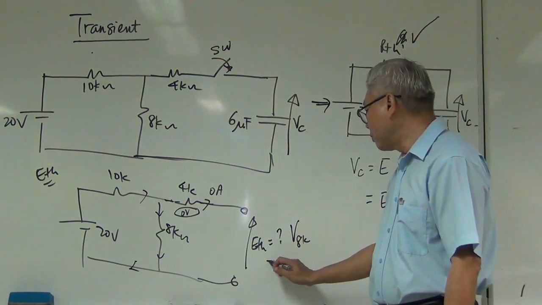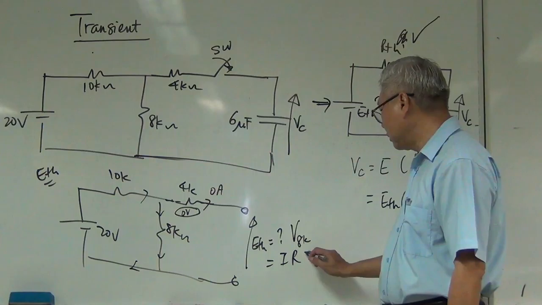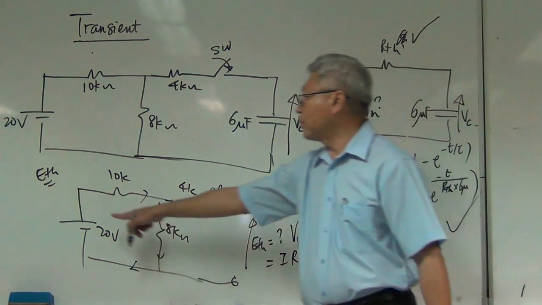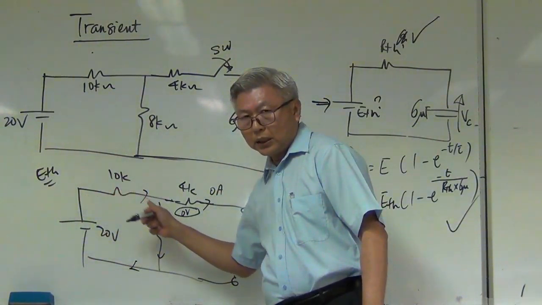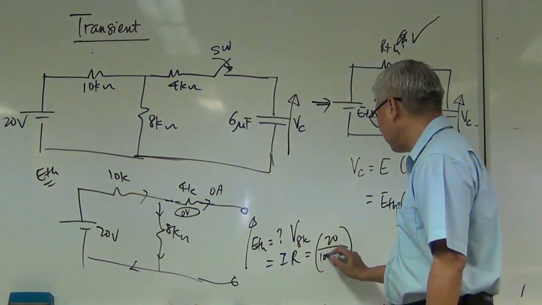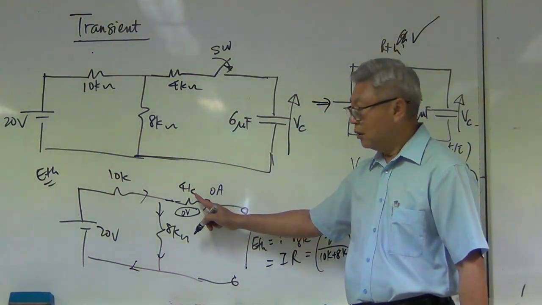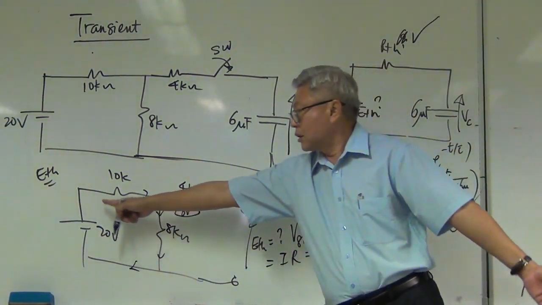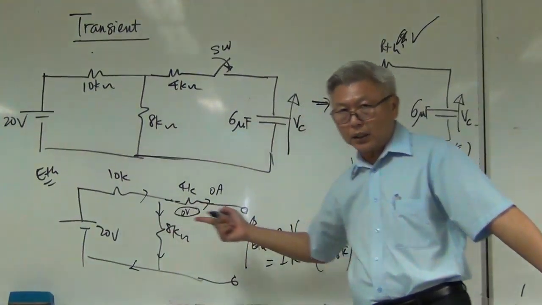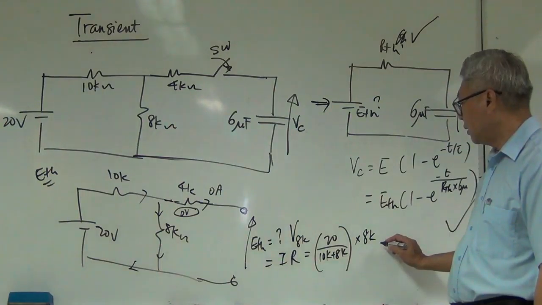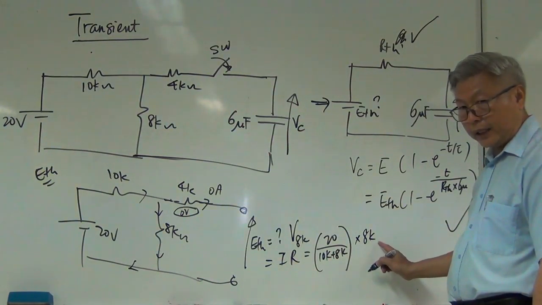Now, you can use Ohm's law to find I times R. I is equal to total voltage, which is 20, over the total resistance, which is 10K plus 8K. Why? The 4K is not involved. It's not involved in the circuit. The current can only pass through 10K and 8K. And the resistance is 8K, right? So you get your I times R.